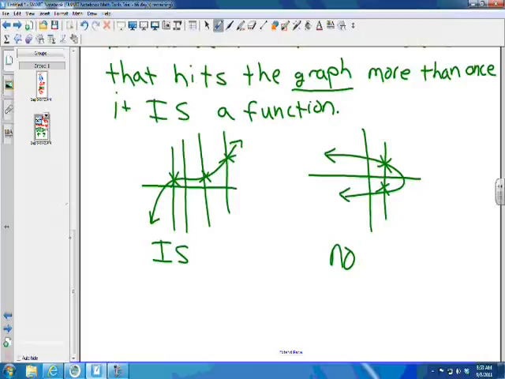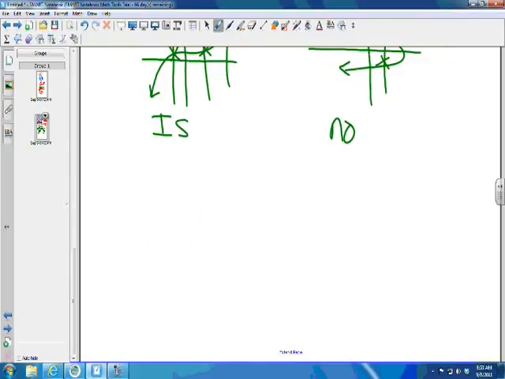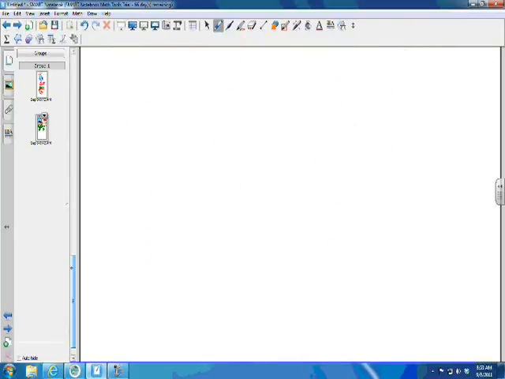The last thing they will ask you: first they'll want you to state the domain and range, then they'll want you to say whether it's a function or not, then they'll want you to say whether it is continuous or discrete. Most of the ones you see will be discrete today.